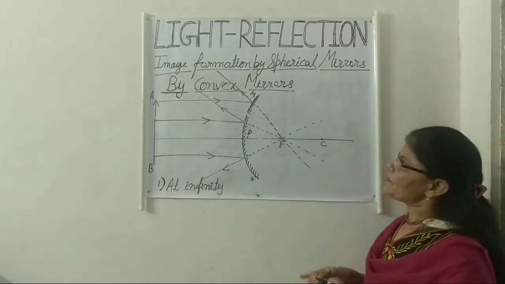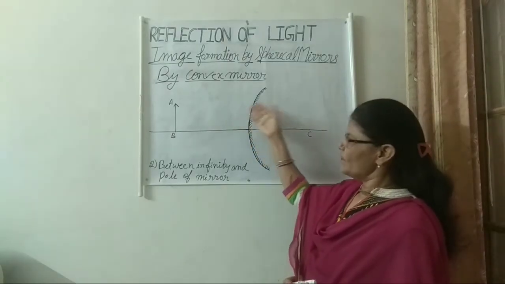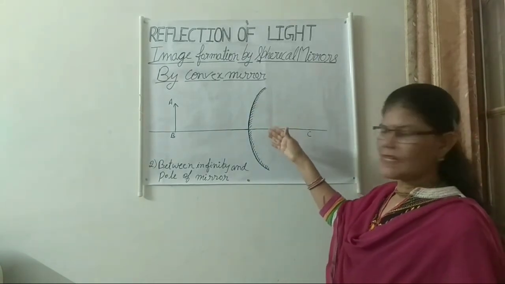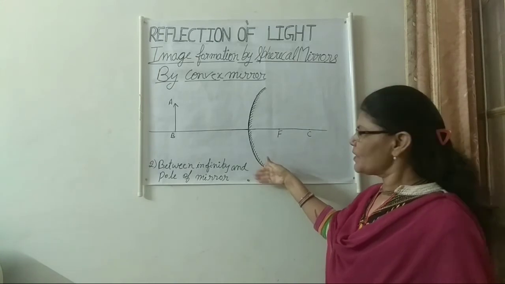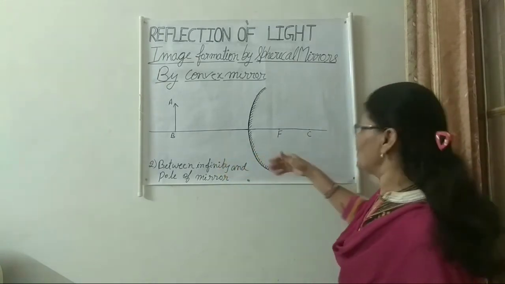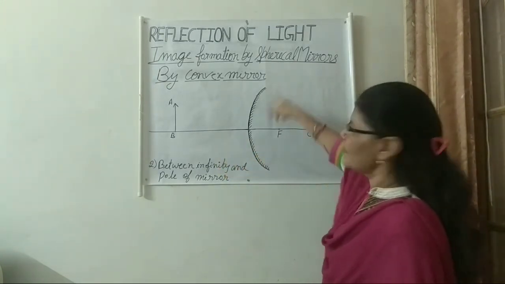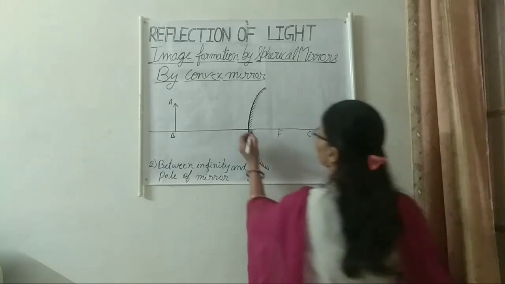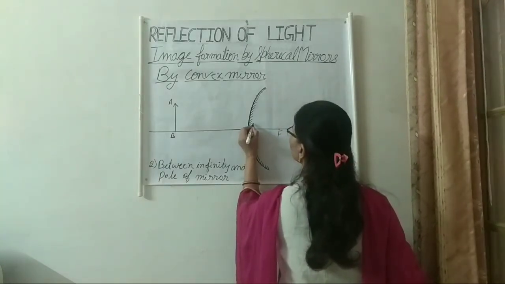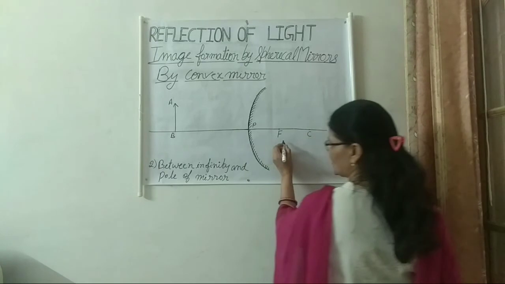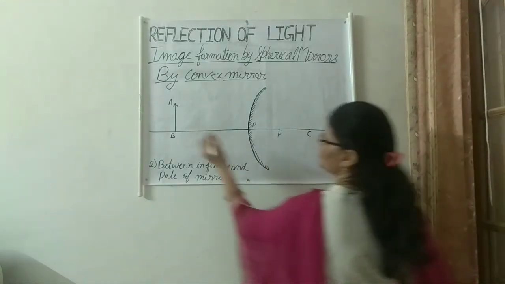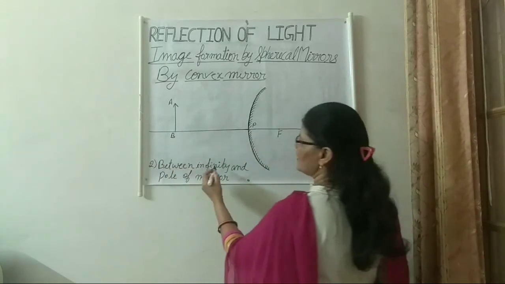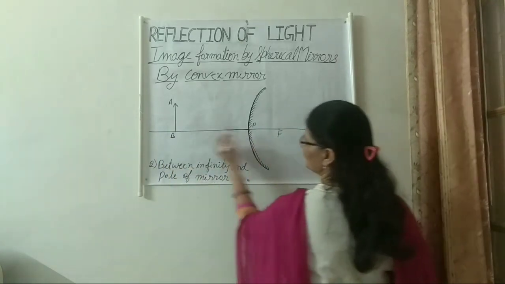The second case of convex mirror: here the object is between infinity and pole of the mirror. So children, this is again a convex mirror. This is the pole. This is the principal focus. This is the center of curvature. And our object AB is between infinity and pole of the mirror. This is the pole and here is the object.